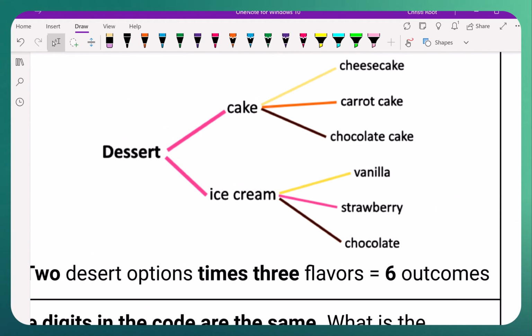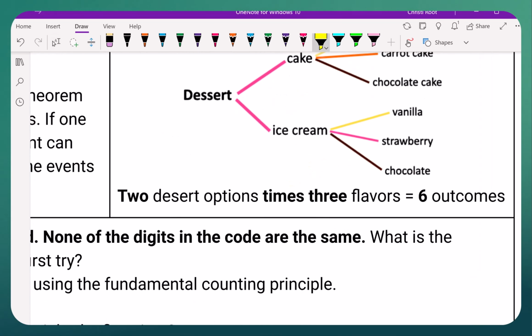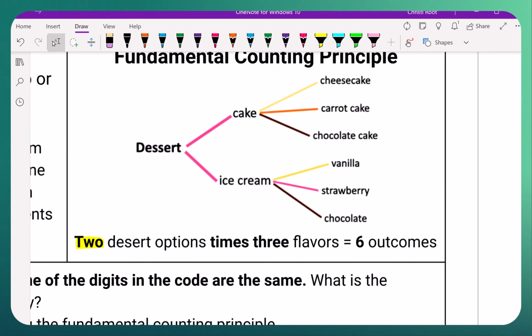We've talked about tree diagrams before. So when you're creating a tree diagram, you have different events. So in this tree diagram, you have two options for dessert. You have cake or ice cream. So you've got two options, right? And then you have another event, which gives you 3 additional options. But it's 3 per whatever you had in the first event. So it's going to be 2 times 3, which gives you a total of 6 outcomes. So we've been using the principle the whole time.